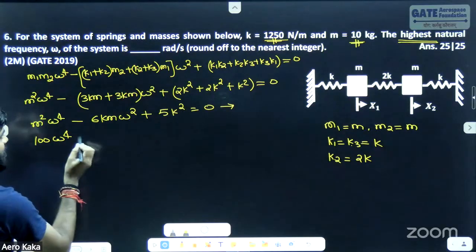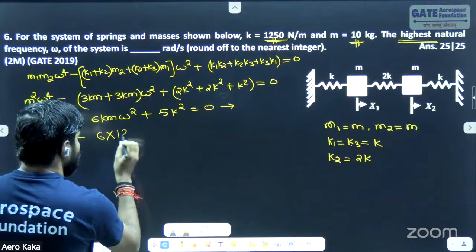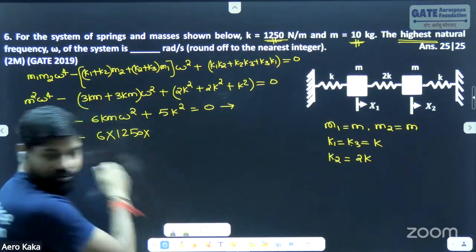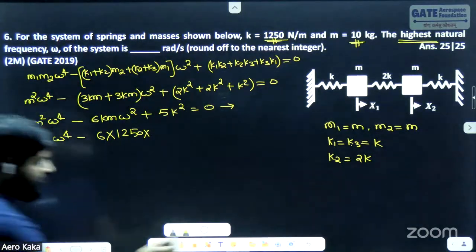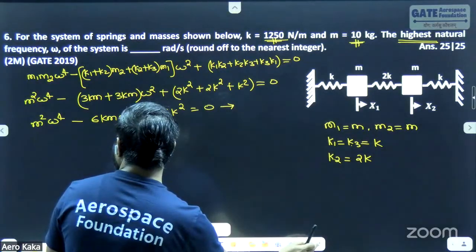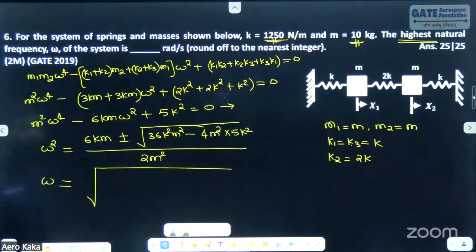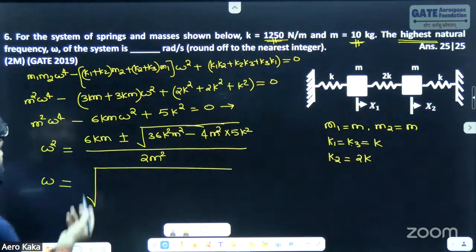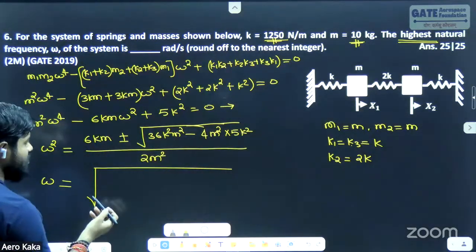Omega raised to 4 minus 6 into K, how much? 1250 into how much? Do you want to do it directly from there? Substitute directly if you like, I have no issue at all. If you want, you can substitute the K value and M value after simplification of this. Okay, if it's easier, do it.